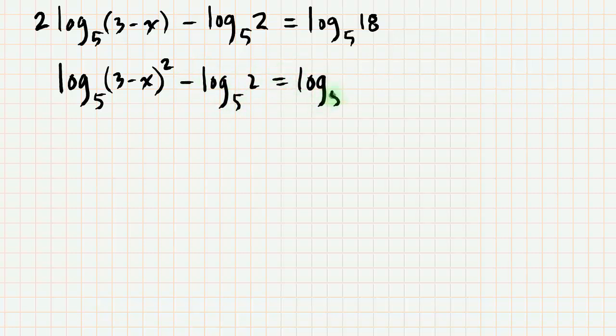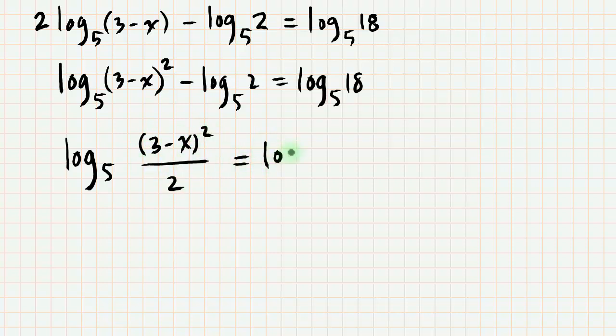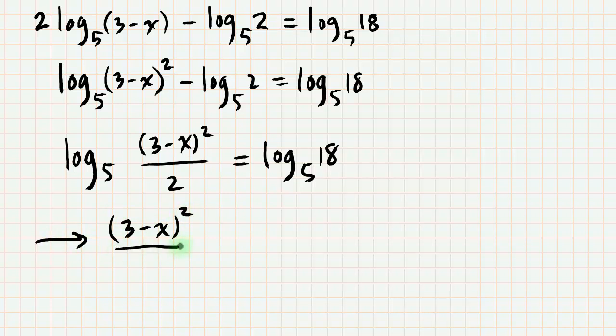We can now combine the logs on the left using the quotient rule for logarithms. The difference of two logs will be the log of a quotient. So that will look like this. We now have a logarithm on the left base 5, a logarithm on the right base 5. And so what we can do is equate the arguments of the logs. So this tells us that the inside of the left log is equal to the inside of the right log.